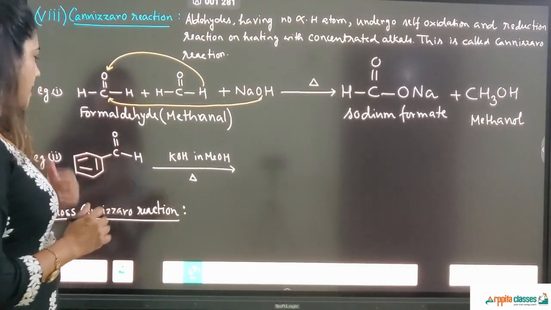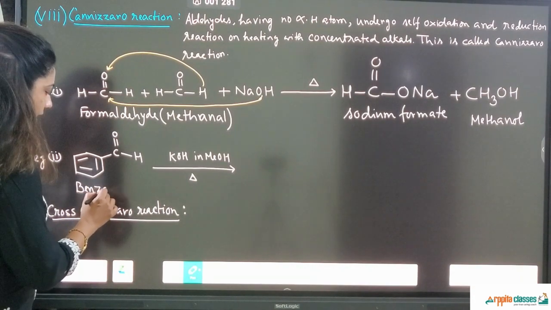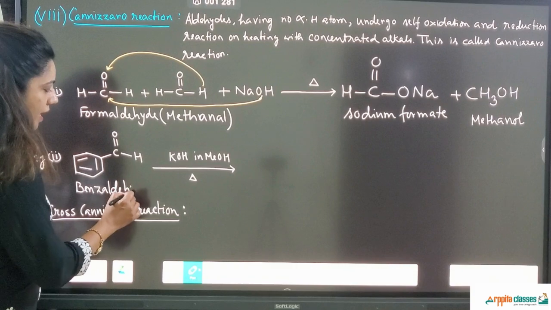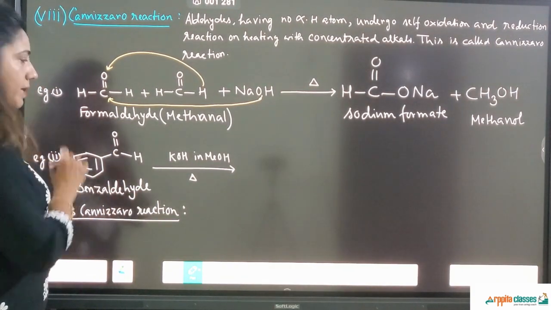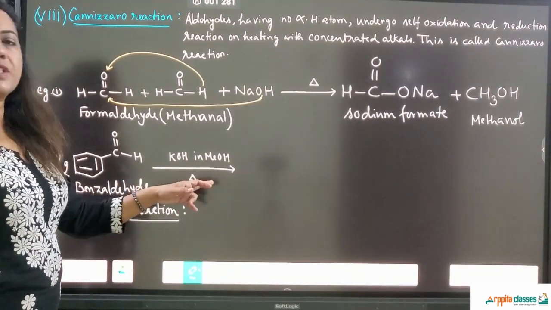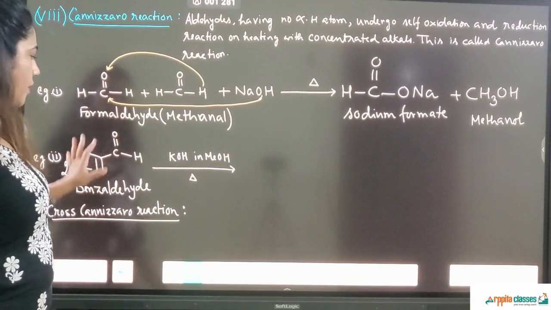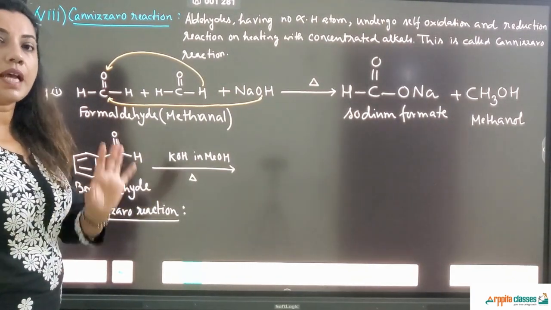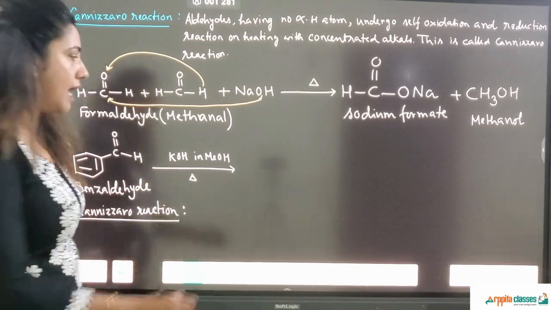Okay. Another example we take, this is benzaldehyde, another aldehyde, an aromatic aldehyde without alpha hydrogen atom. So we will take two molecules of benzaldehyde in presence of KOH. KOH is the alkali here. MeOH is the solvent, methanol, heating. So one of the molecules will get converted into its alcohol. So for benzaldehyde, the corresponding alcohol will be benzyl alcohol.